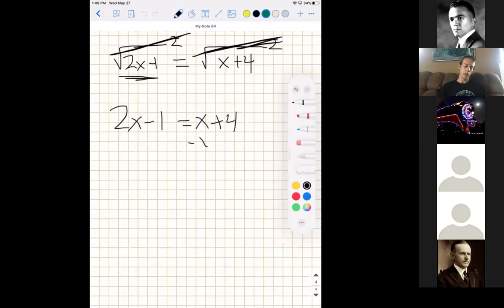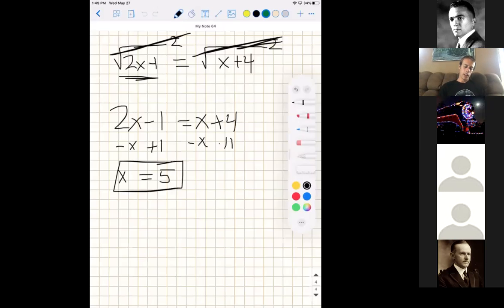And you guys are pretty good at this point. This is stuff you probably did with Mrs. Goff in 7th, 8th grade. I'm not sure when exactly. Okay. And you can add 1 to both sides. You'll get x equals 5.